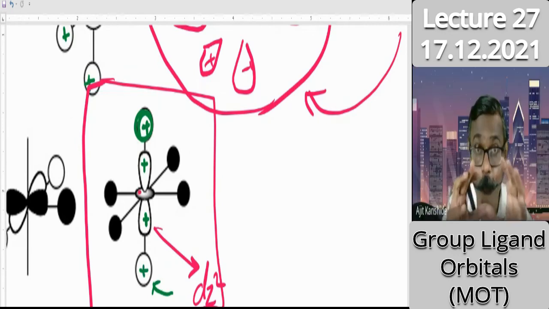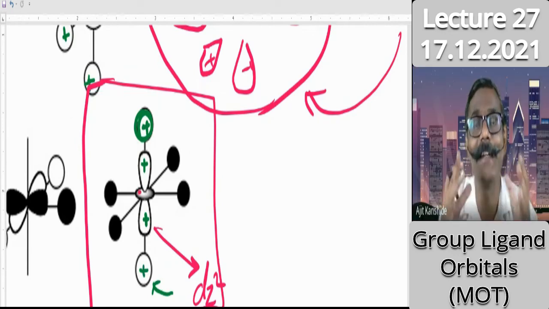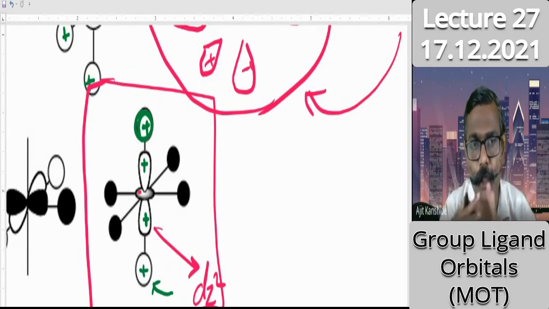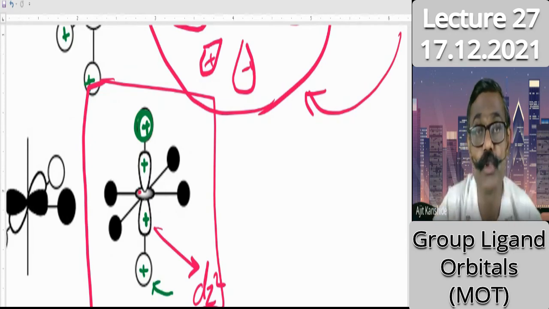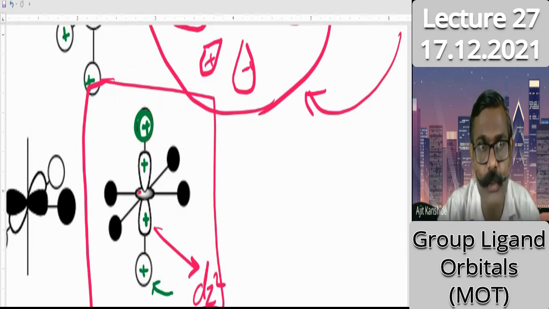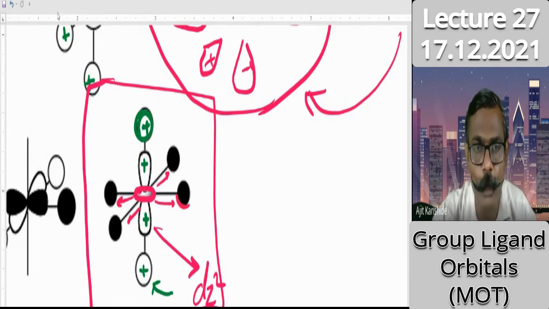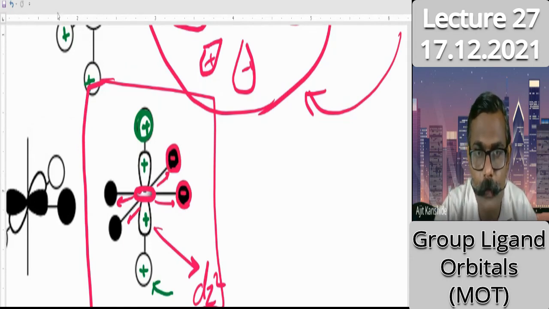Therefore, those lobes, that portion, are shown by white color. Wave function should match. And now here a negative section is there. This negative region is interacting with this set of orbitals. If it is negative, then what should the wave function be for this? Negative. What should the wave function be for this? Negative.